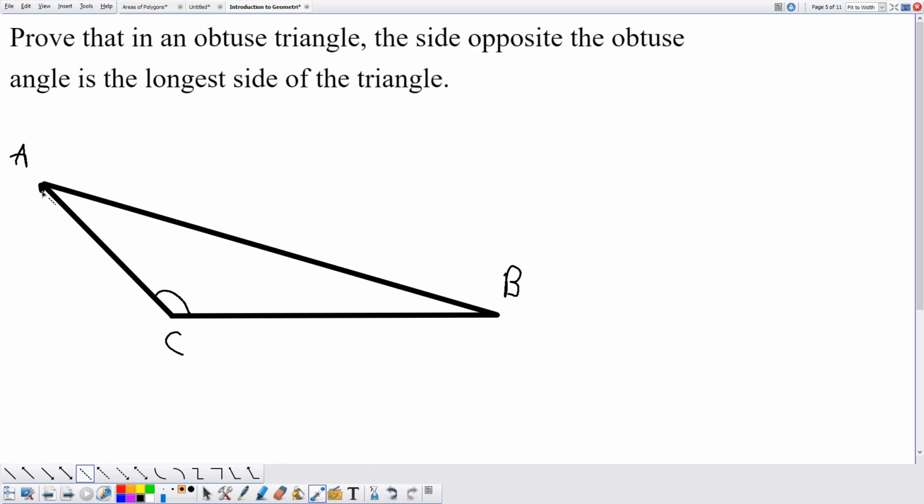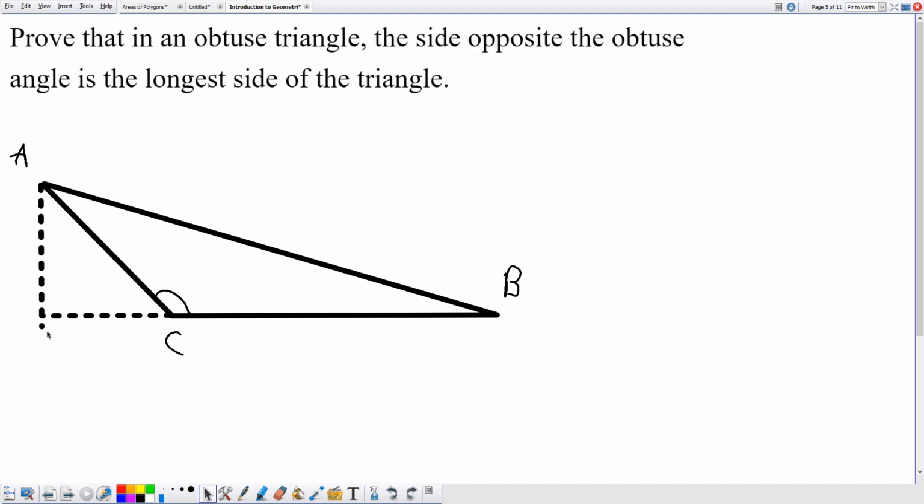So I'm going to drop the altitude at A to BC. And then I'm going to extend BC. And we are going to get this intersection right there, making a 90-degree angle since we're dropping the altitude. We're going to call that point D.